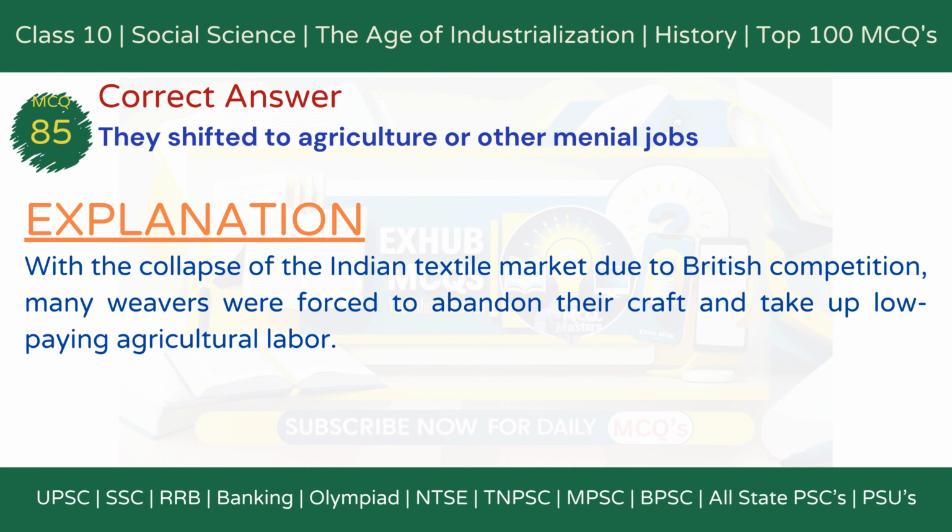The correct answer is option C. They shifted to agriculture or other menial jobs. Explanation. With the collapse of the Indian textile market due to British competition, many weavers were forced to abandon their craft and take up low-paying agricultural labor.